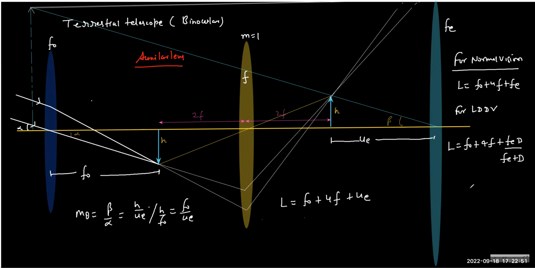I know it's difficult on a whiteboard, but in a classroom, I can draw anywhere on the wall also sometimes. Anyway, how to draw is not important. What are the key concepts? What do we need to remember? You need to remember two things. One is the magnification formula. The other is the length of the tube formula. And in case of telescope, the length of the tube is a really important concept. So the two types of telescope we have seen.